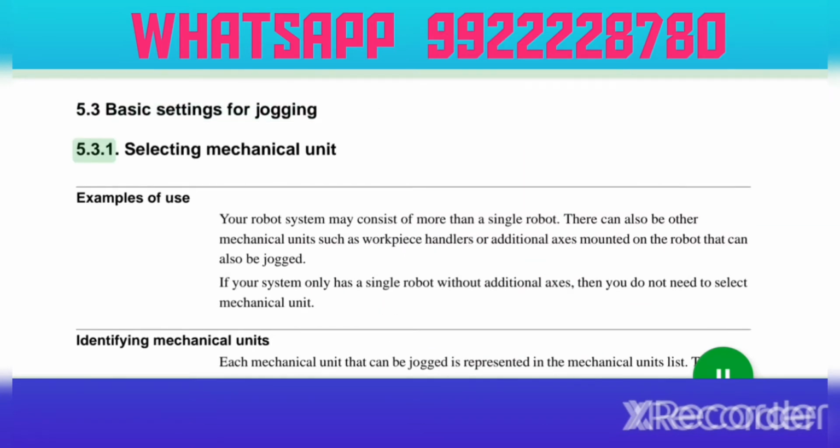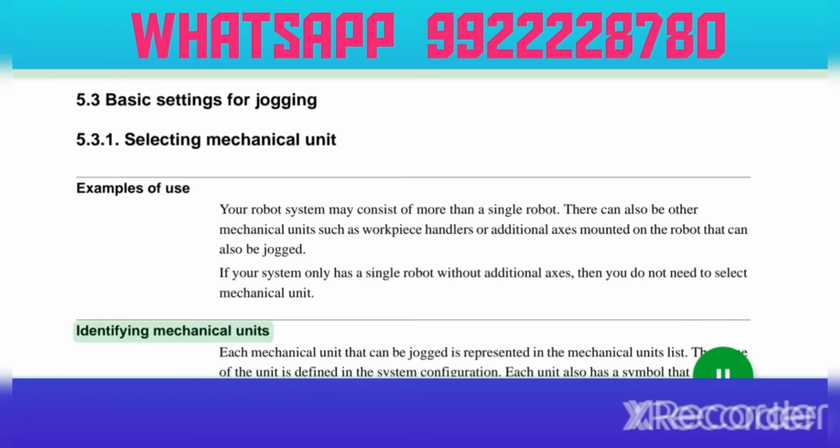5.3 Basic settings for jogging. 5.3.1. Selecting mechanical unit. Examples of use. Your robot system may consist of more than a single robot. There can also be other mechanical units, such as workpiece handlers or additional axes mounted on the robot that can also be jogged. If your system only has a single robot without additional axes, then you do not need to select mechanical unit.